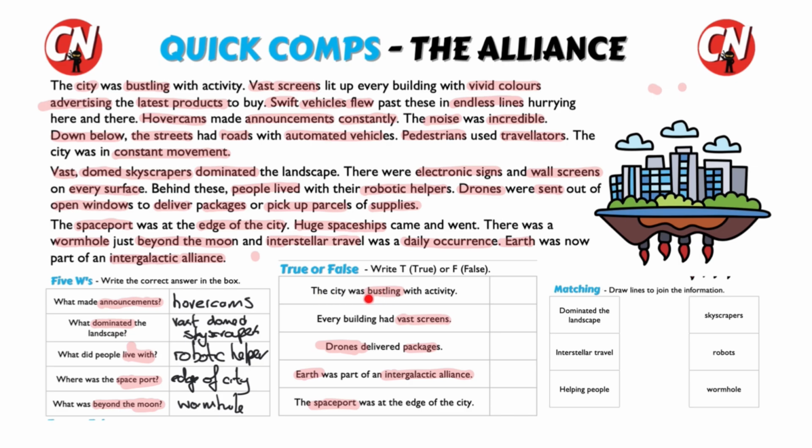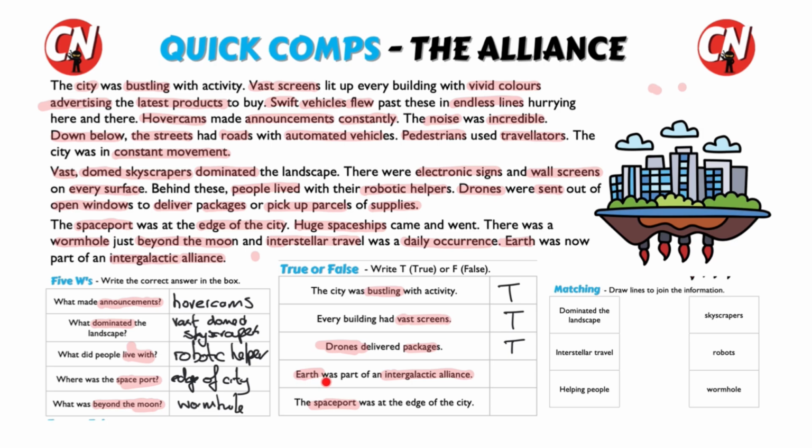First one, the city was bustling with activity. It said bustling right at the start. The city was bustling with activity. Correct, so that's true. Next one. Every building had vast screens. Where did it say vast screens? Vast screens lit up every building. That's true. Next one. Drones delivered packages. Where did it say drones? Capital letter, must be the start of a sentence. Here it is. Drones were sent out of open windows to deliver packages. Got to read on. That is also true.